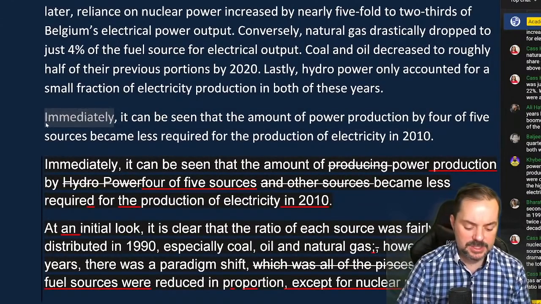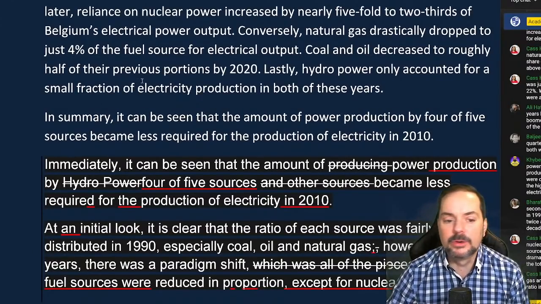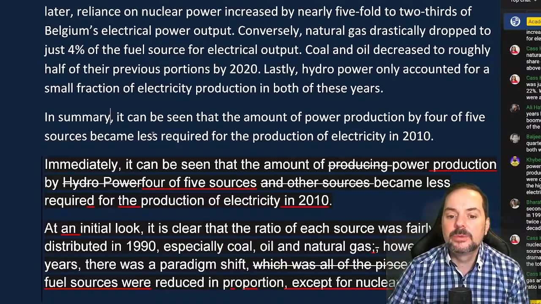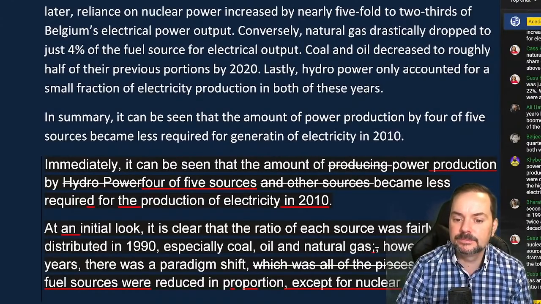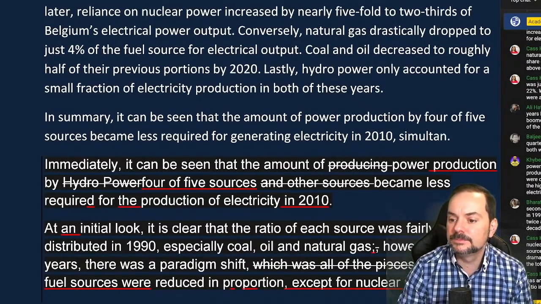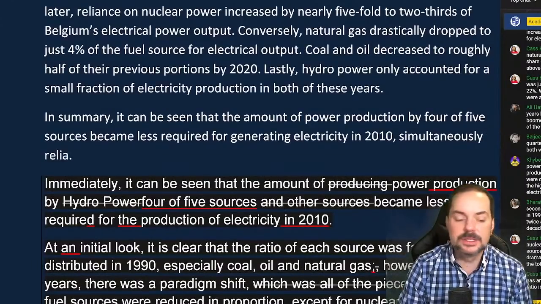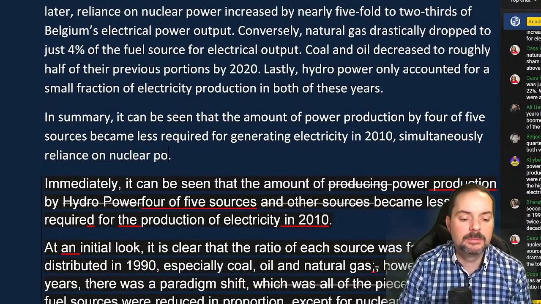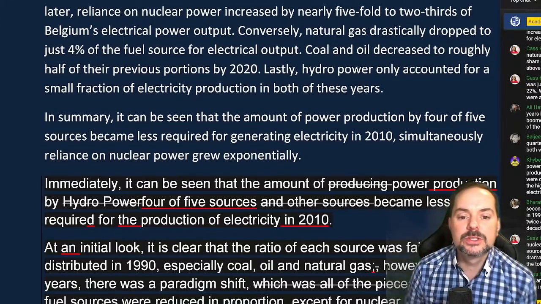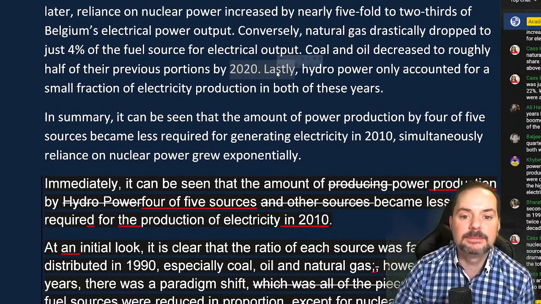So I would just do that for my summary. Exactly what Baccarat wrote. In summary, it can be seen that the amount of power production by 4 of 5 sources became less required for generating electricity in 2010. Simultaneously, reliance on nuclear power grew exponentially. Okay, so that's how I would summarize that. All right.